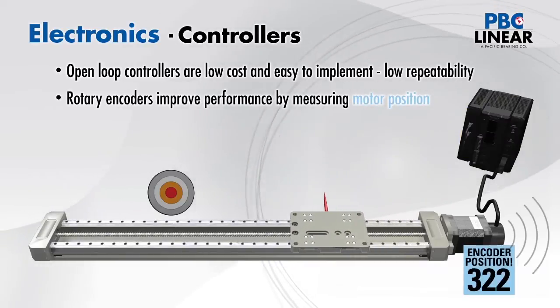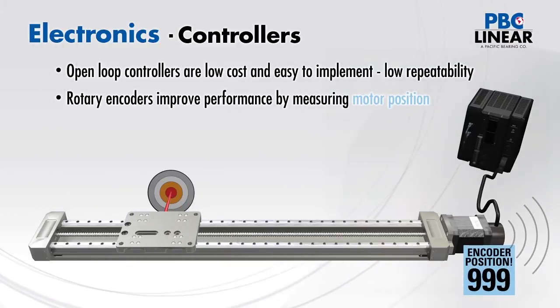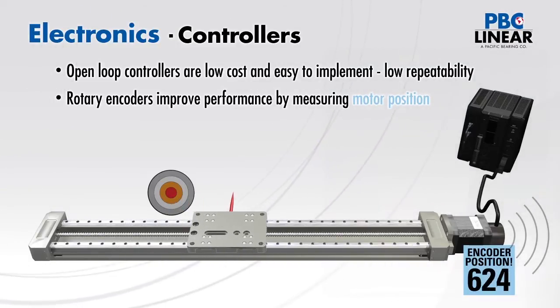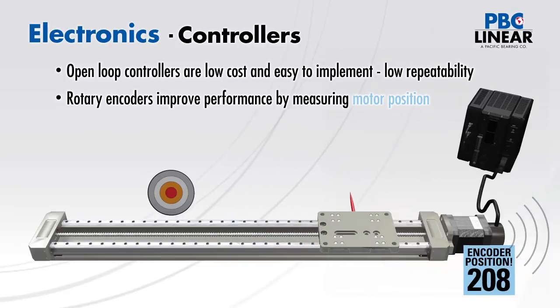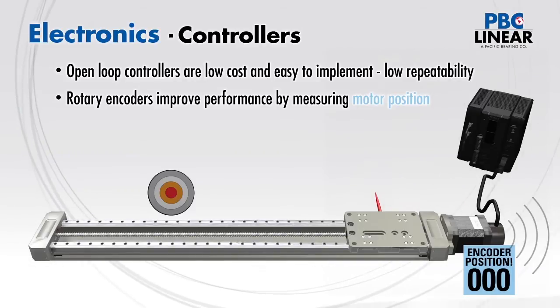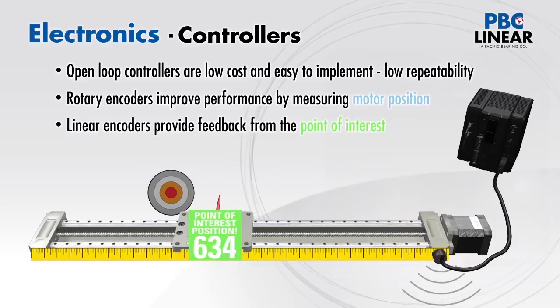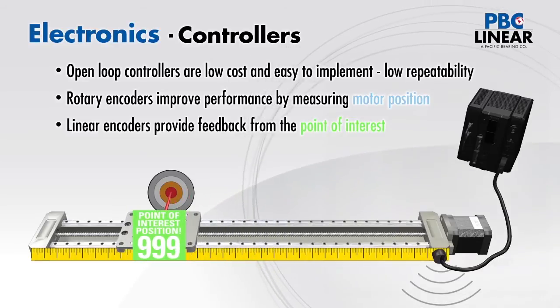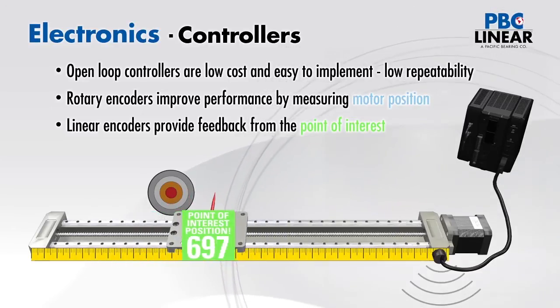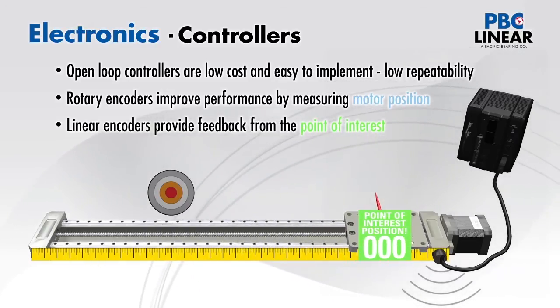Rotary encoders improve quality because a measurement of position is taken, but it is a measurement of motor position and assumes that the mechanical system of bearings, guide, drive components, etc. have no variance or backlash. Linear encoders will provide the highest level of accurate repeatability based on the fact that a measurement is being taken at the point of interest, giving real-time locational feedback.